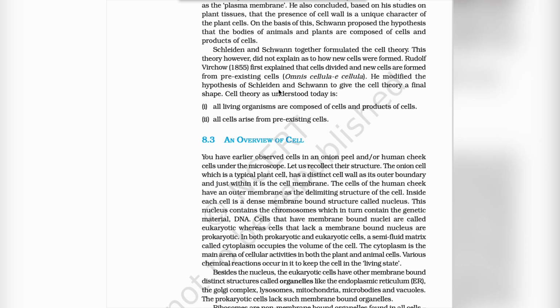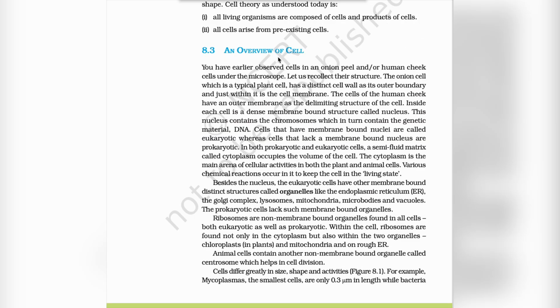He modified the hypothesis of Schleiden and Schwann to give the cell theory a final shape. Cell theory as understood today is: first postulate, which was given by Schleiden and Schwann, all living organisms are composed of cells and products of cells. Second one, which was an addition by Rudolf Virchow, all cells arise from pre-existing cells. Now let's see an overview of the cell.